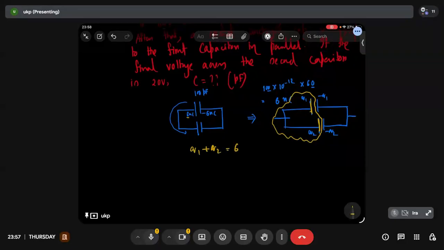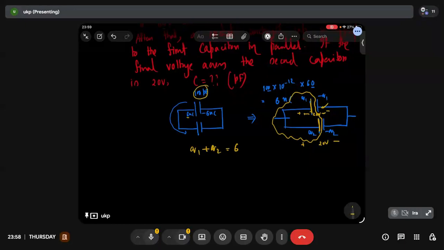Now the question says, the final voltage across the second capacitor is 20 volt. So this is 20 volt. इसके अक्रॉस अगर वोल्टेज 20 वोल्ट होगा तो स्टेडी स्टेट में इसके अक्रॉस में भी वोल्टेज क्या होगा? 20 वोल्ट ही होगा. Yes or no everyone? 20 volt. 20 volt is the voltage across a capacitor of capacitance 100 picofarad.